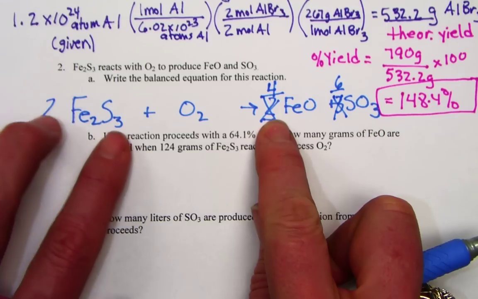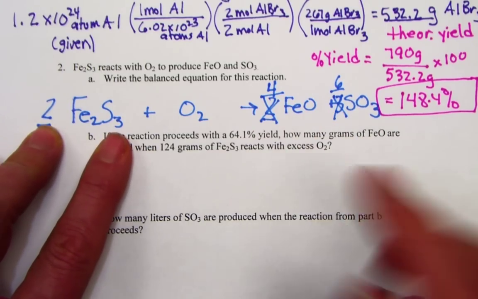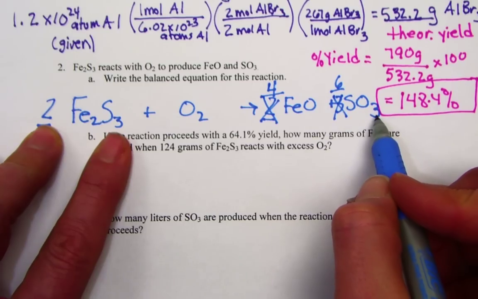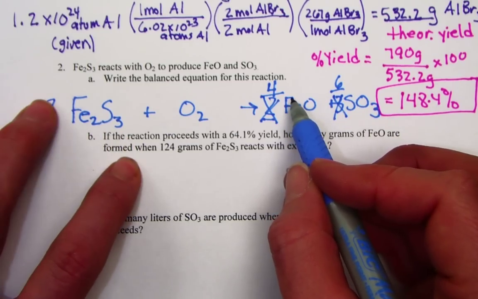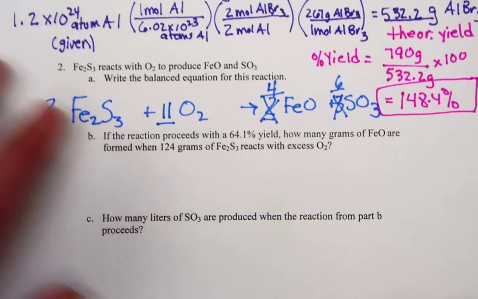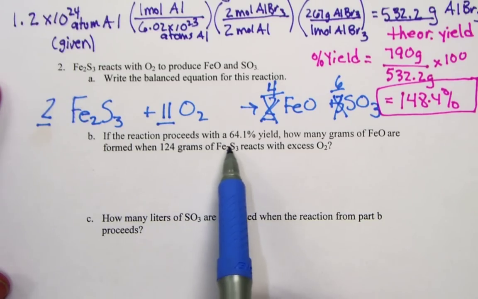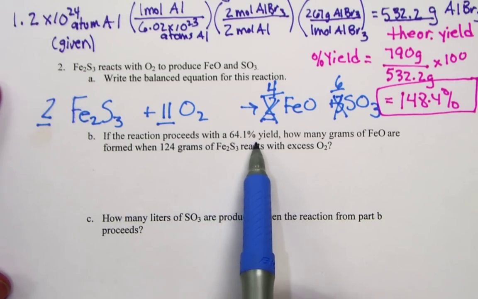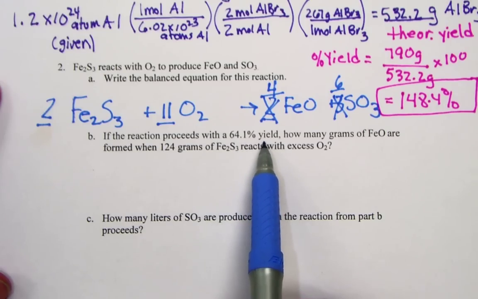4 irons, 6 sulfurs, let's recount the oxygens. 6 times 3 is 18, plus 4 more, 22. We would place an 11 in front of the oxygen. 2 to 11, 4 to 6 balances that equation. This equation proceeds with a 64% yield. It is only 64.1% efficient.